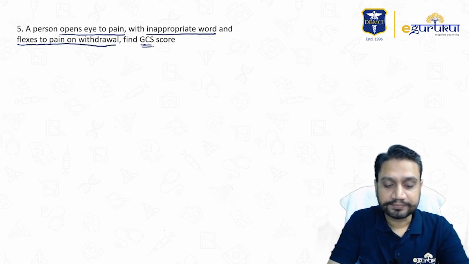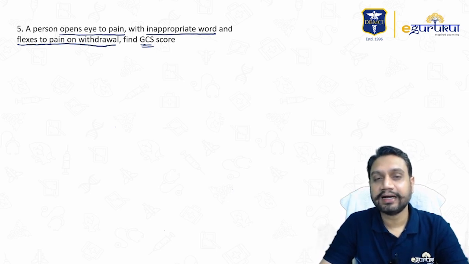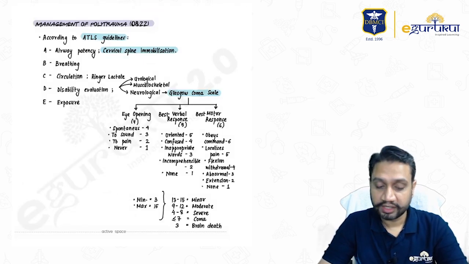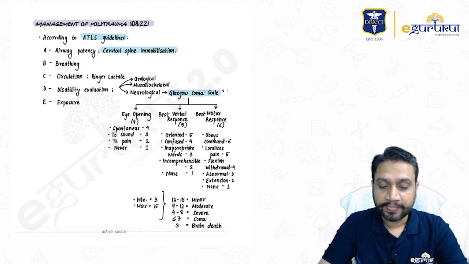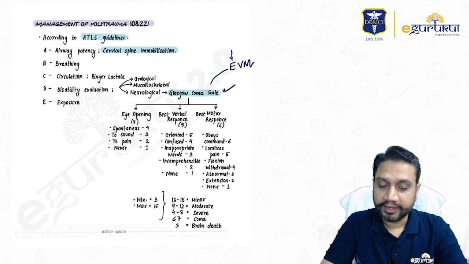Find the GCS score. Now, if you recall, in our e-Gurukul we have discussed very clearly an easy way to remember the GCS. This is the screenshot from your e-Gurukul notes, the Glasgow Coma Scale. We discussed that whenever you talk about the Glasgow Coma Scale, do not learn it like this, that it is EVM. It is not just EVM. It is eye opening, best verbal, and best motor.